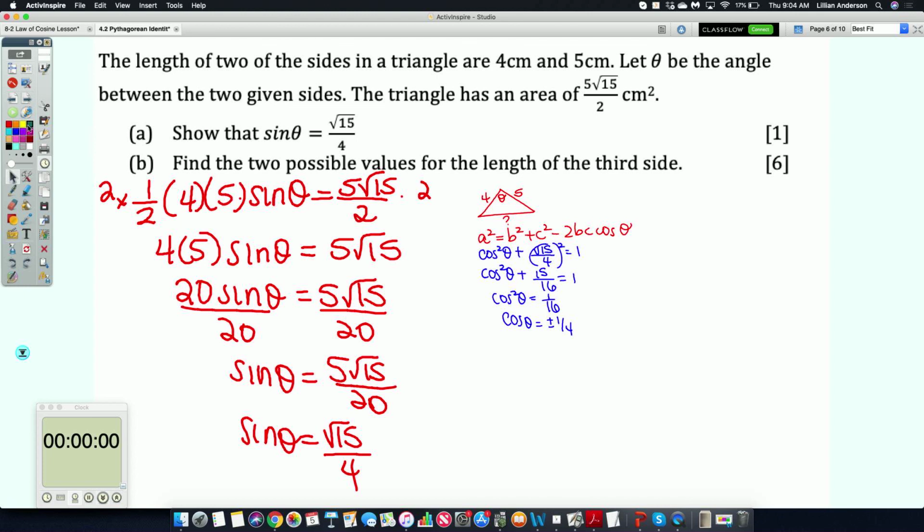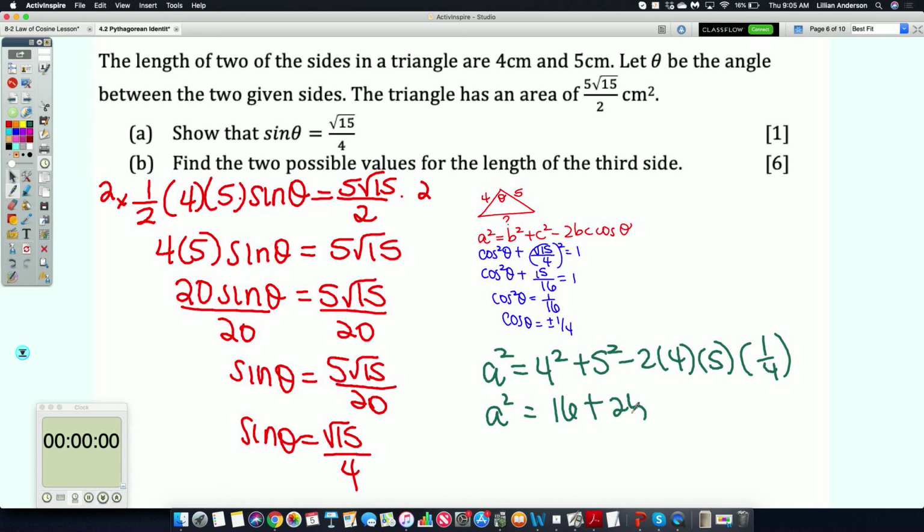I can actually find my third side. So this becomes a squared equal to 4 squared plus 5 squared minus 2 times 4 times 5 times 1/4 or negative 1/4, because that's what cosine theta is equal to. So then this turns into 4 squared, which is 16, 5 squared, which is 25, and then 1/4 of 4 is 1, so technically this is just minus 10. So then that gives me 16 plus 25, which is 31. So then a could potentially be the square root of 31.